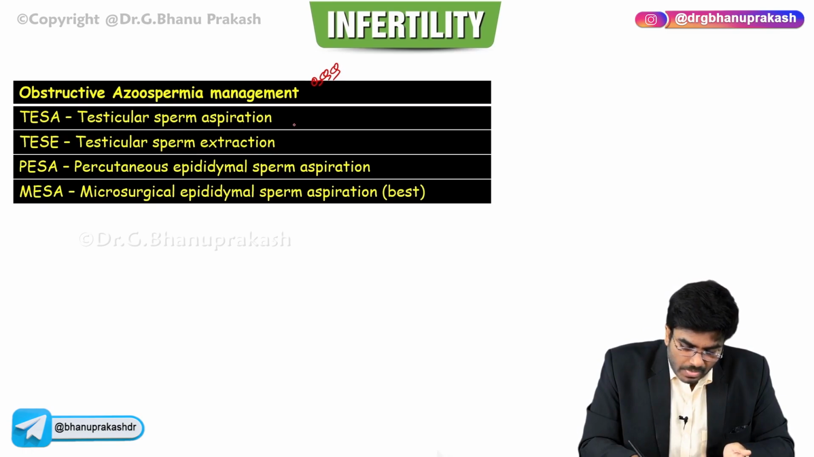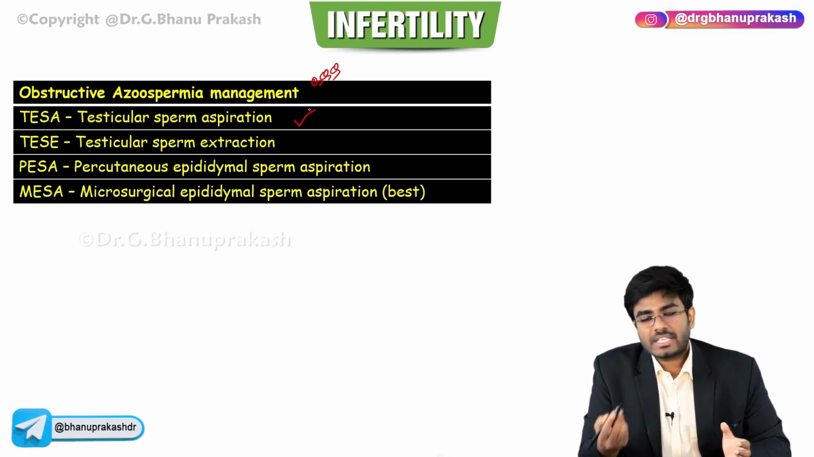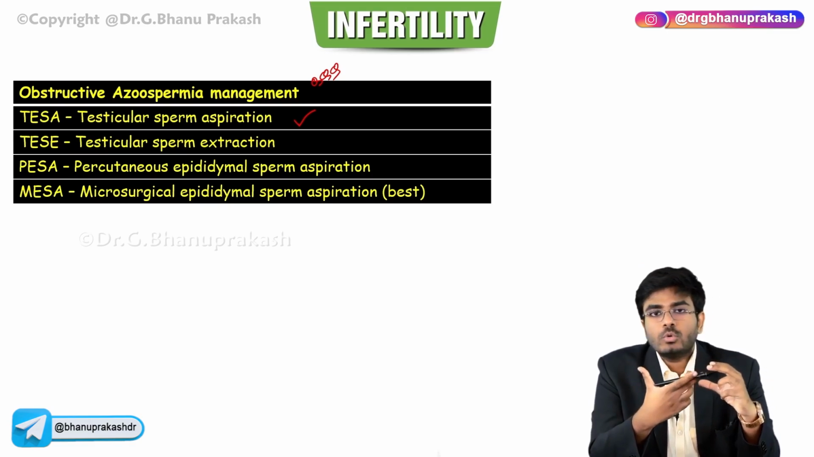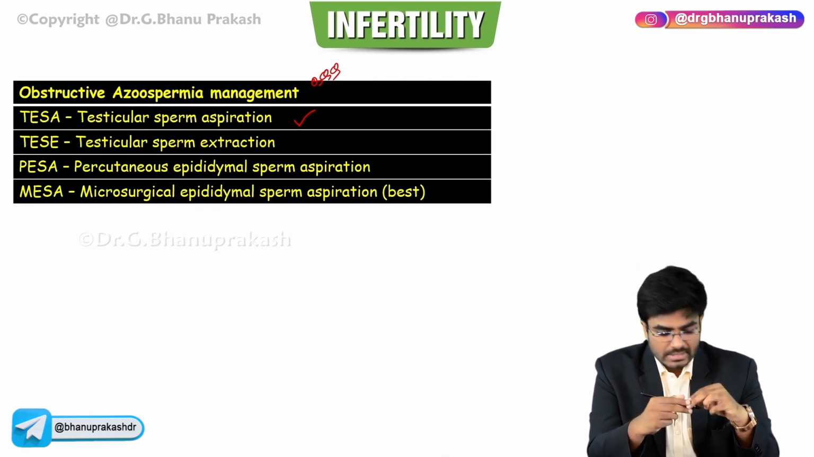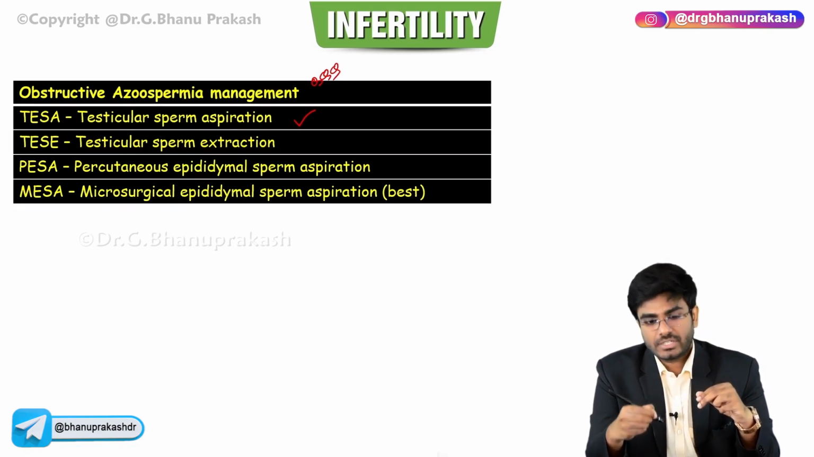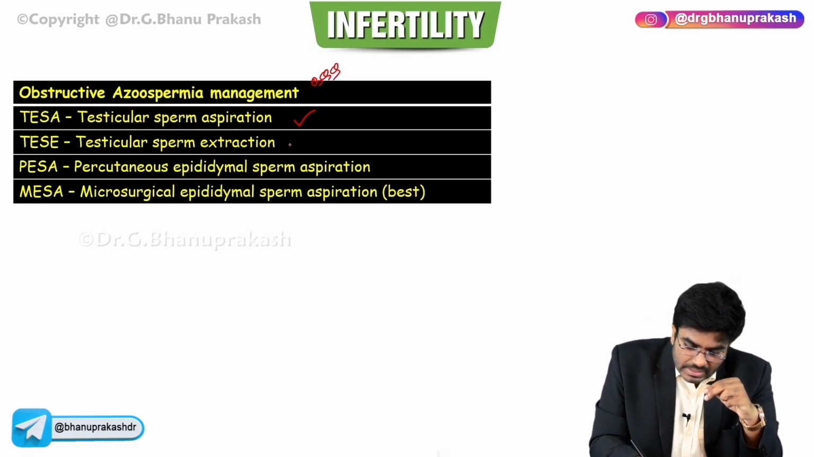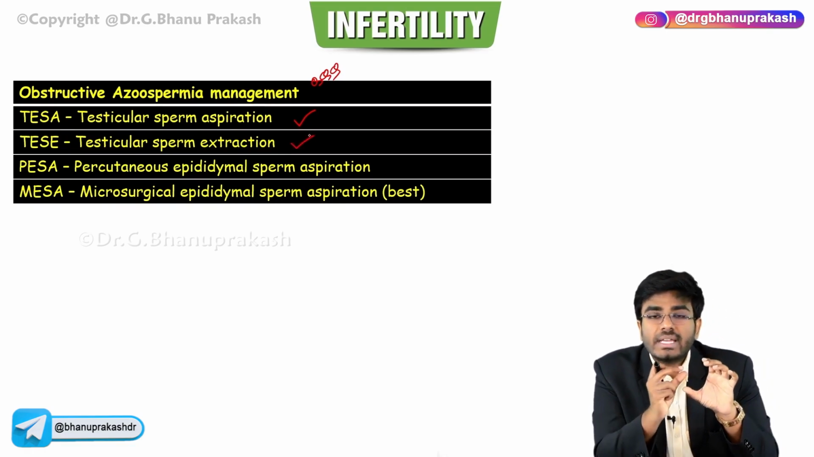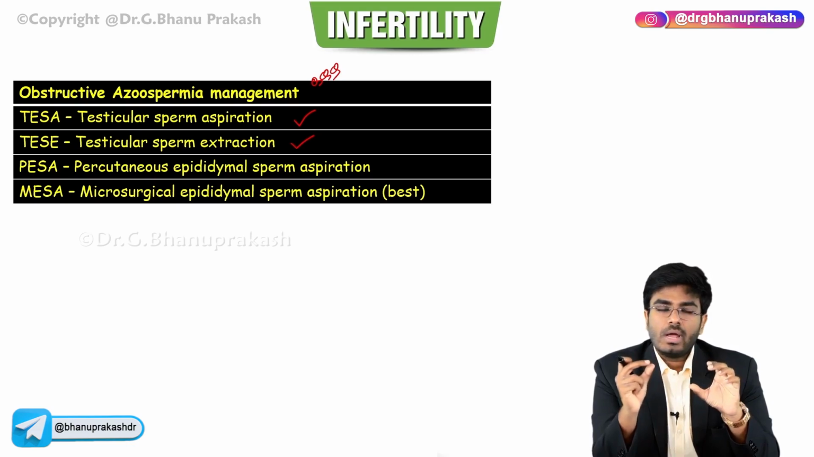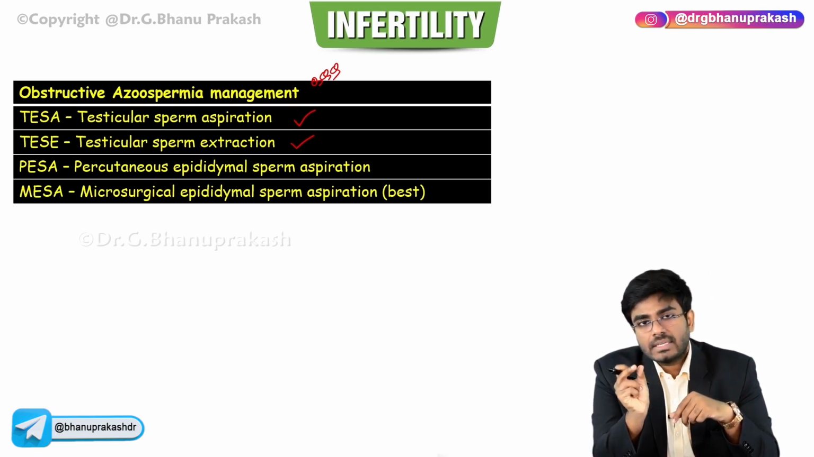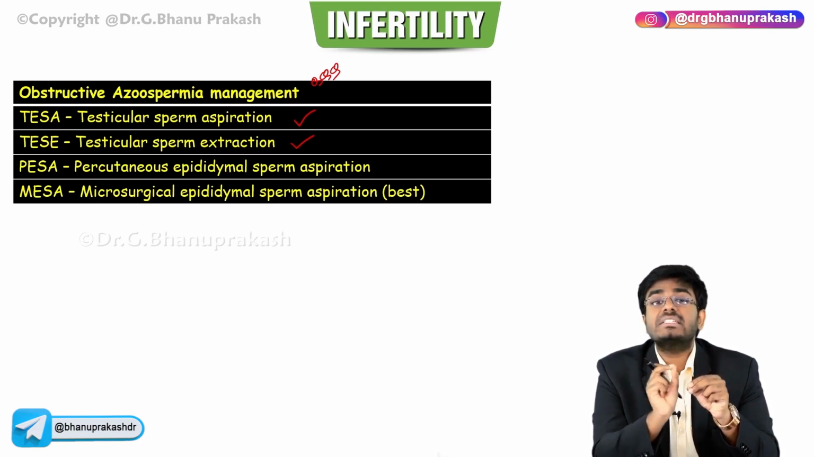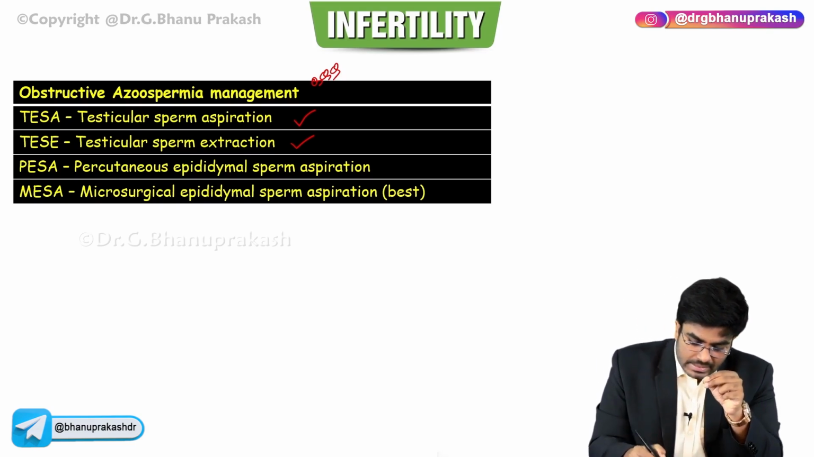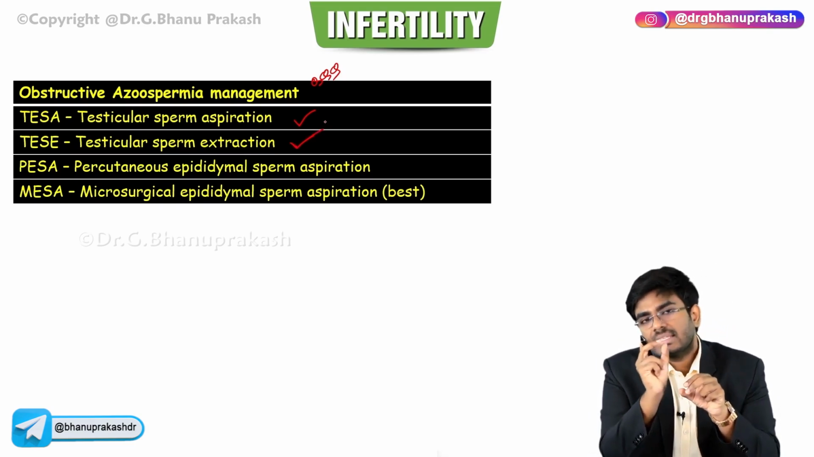They include TISA. What exactly is TISA? It's testicular sperm aspiration. I am going to grab the testis, put a needle in, and aspirate the sperms directly from the testis. That is testicular sperm aspiration. Or else I can go with testicular sperm extraction, which means I take a chunk of testicular tissue, and from this biopsy I take out the seminiferous tubules, and from the seminiferous tubules I extract the sperms. That is testicular sperm extraction. Extraction is the biopsy.